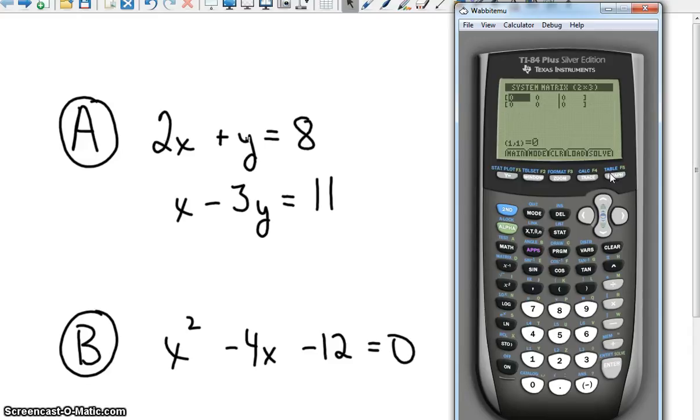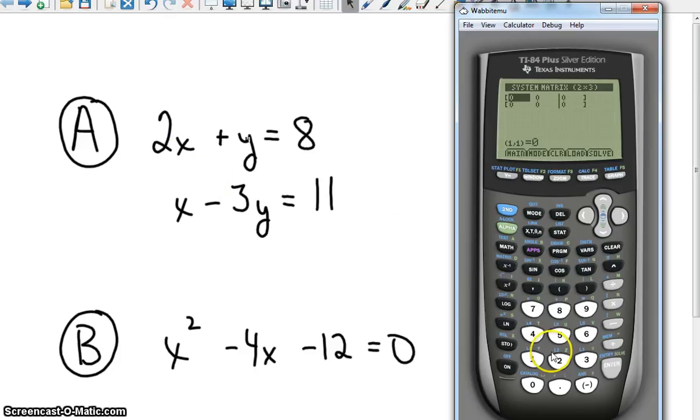It's very important before you use the calculator to solve this that your equations are written in the proper form. You must have your first variable, your second variable, equals your constant term. So x, y, constant. x, y, constant. Now I could have y, x, constant, but then below it would have to be y, x, constant. Okay, and what you're going to do is enter the coefficients of the variables.